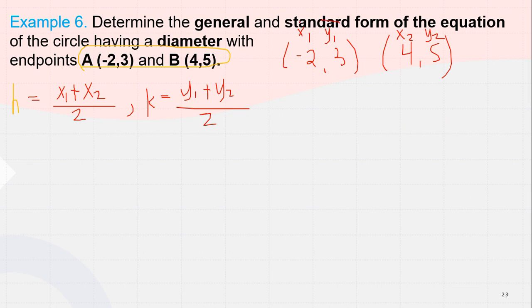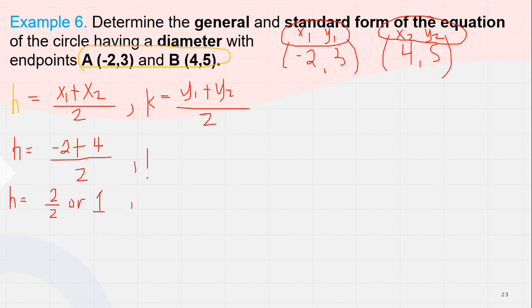Yan na yun. Lagay ko na yung level nila para hindi kayo malito. So, pag kukunin mo na yung value ng h natin, yung x sub 1 dyan is negative 2, plus yung x sub 2 dyan is 4. Divided natin sa 2, then yung h natin dito, negative 2 plus 4 is 2. Or 4 minus 2 is 2. 2 divide 2. Magiging 2 divide 2 or 1.